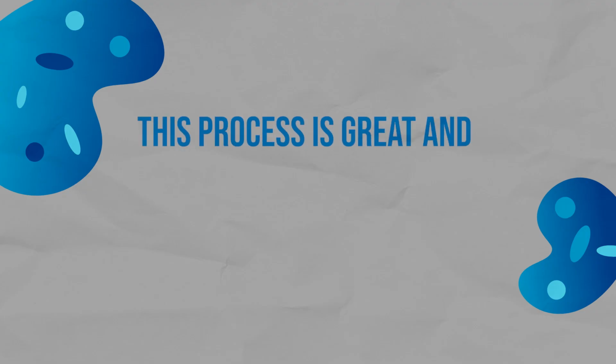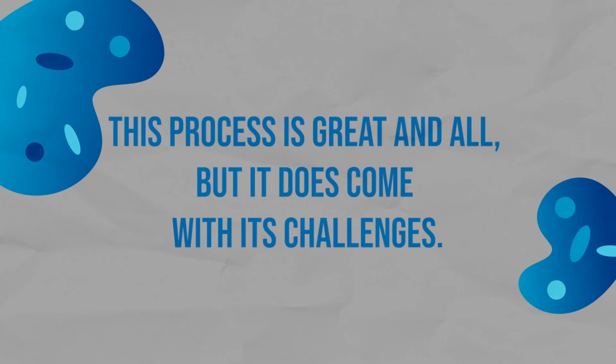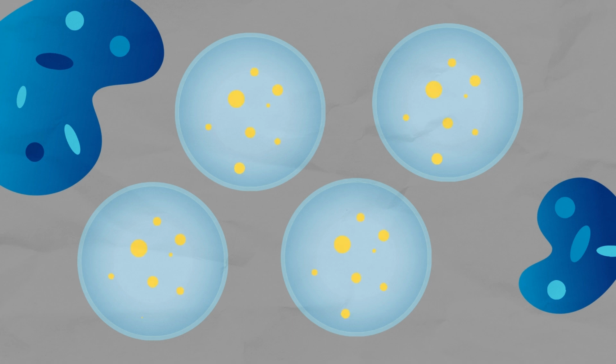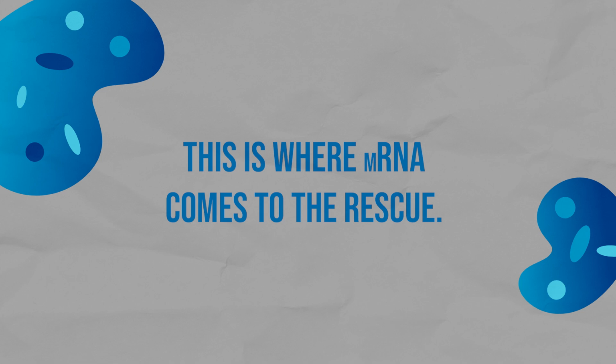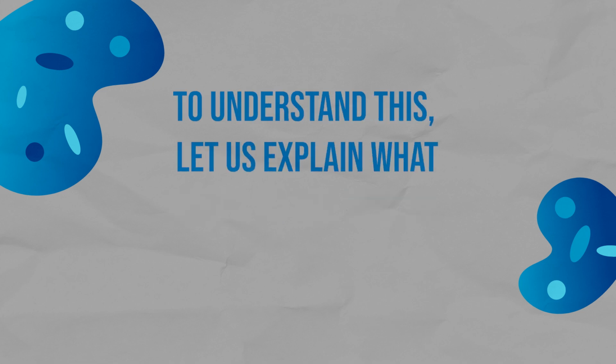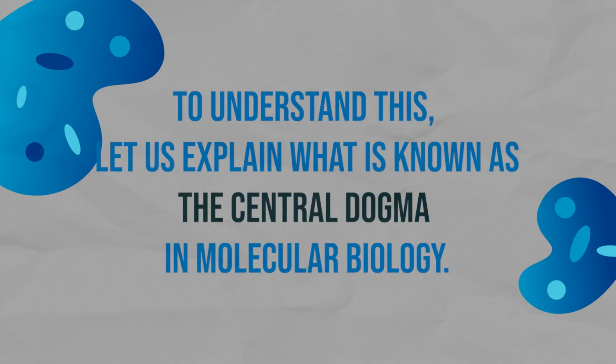This process is great and all, but it does come with its challenges. The main bottleneck here is that it requires a large amount of cellular cultures to be grown, making the whole process highly time and resource intensive. This is where mRNA comes to the rescue. To understand this, let us explain what is known as the central dogma in molecular biology.